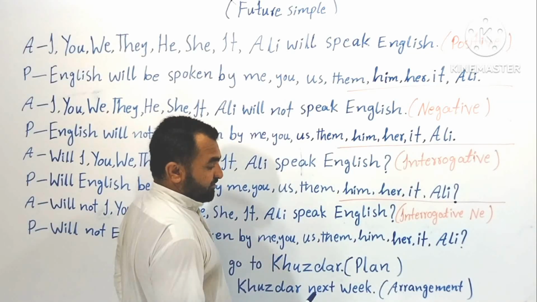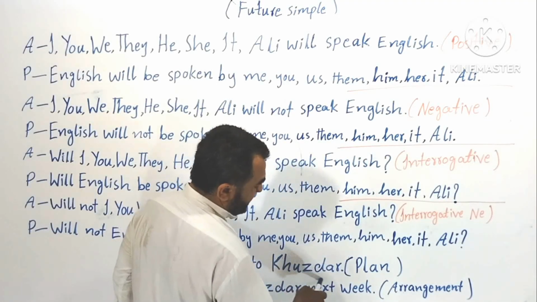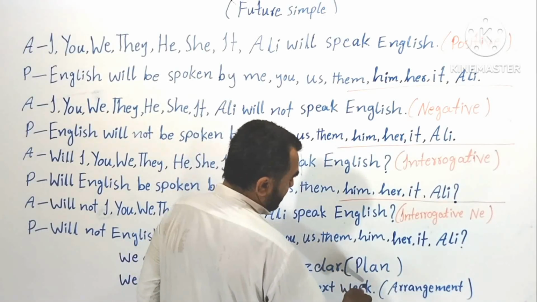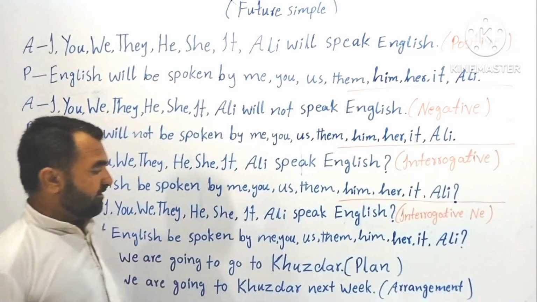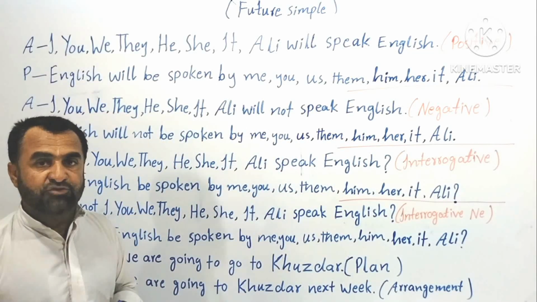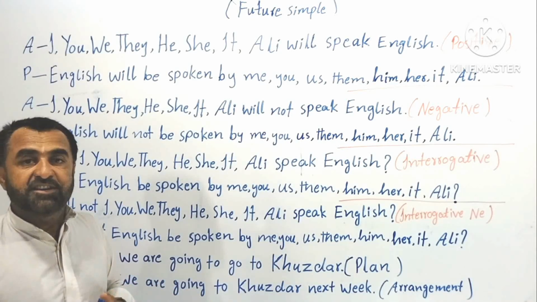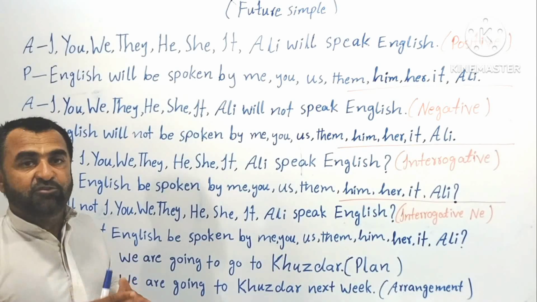When we put a time here, when we reveal the time here, it shows the arrangements. When we arrange for something in future, then we use present continuous tense for future meaning.